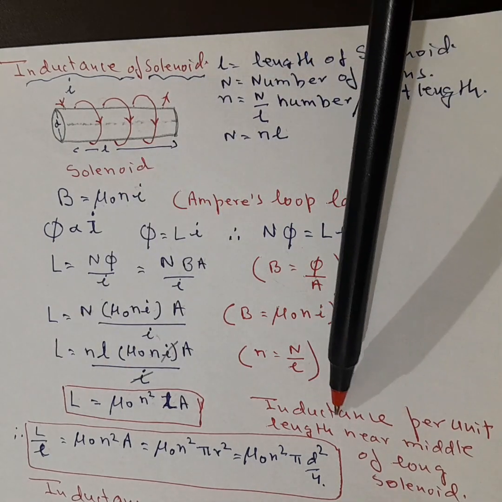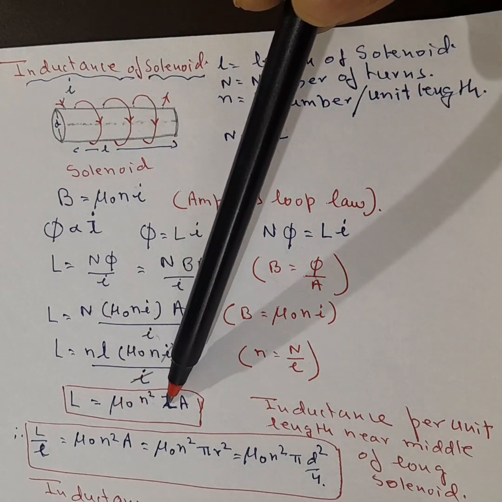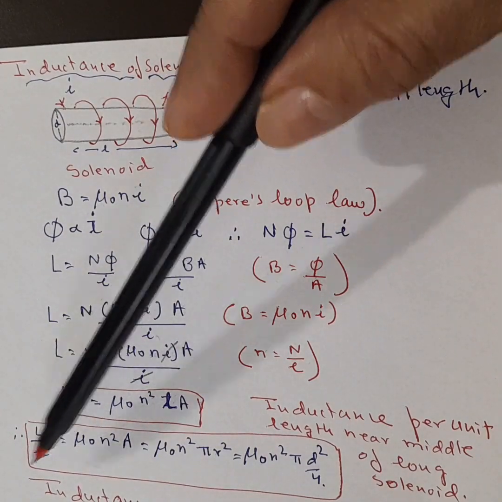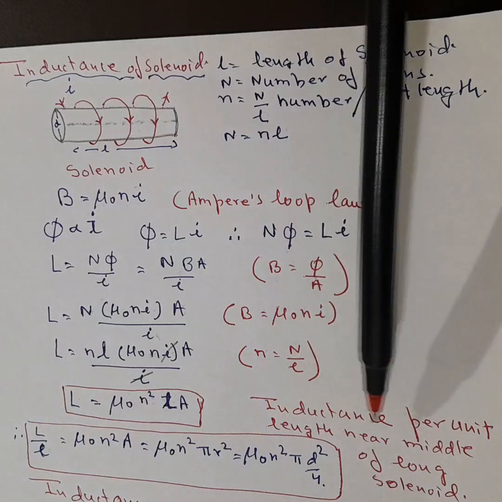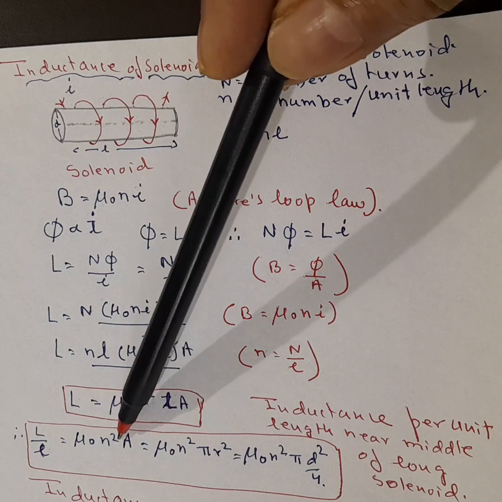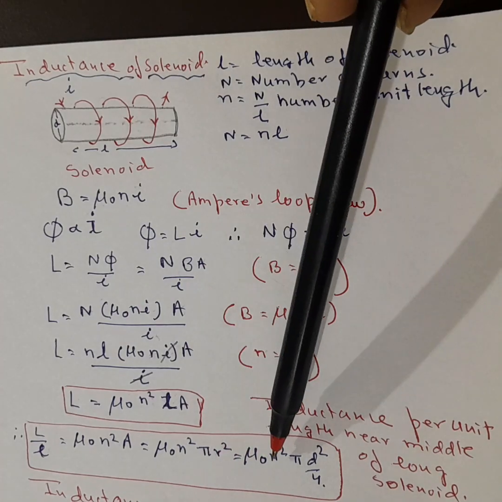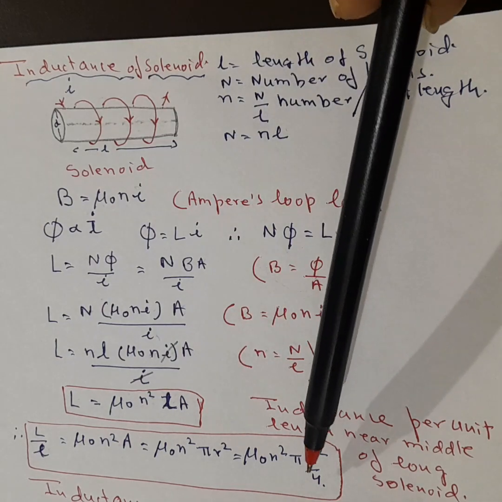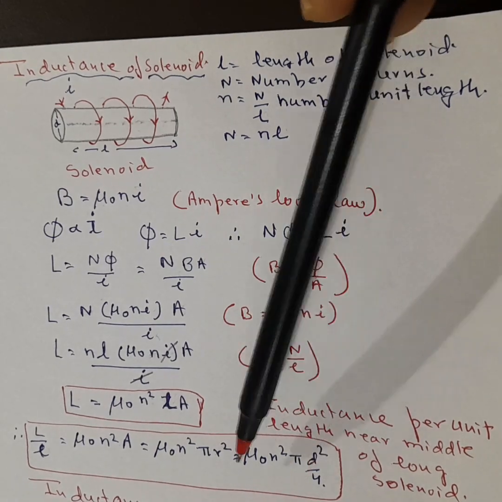So what would the formula be for inductance per unit length near the middle of a long solenoid? We would take this L down there, so that becomes L over L, where this L is inductance and this L is length. So inductance per unit length near the middle of a long solenoid would be this formula. Now we know area A is pi r square. We substitute that, and if it is the diameter which is given, then diameter divided by 2 is the radius. Since it's r square, we get d square upon 4. So this becomes the formula.